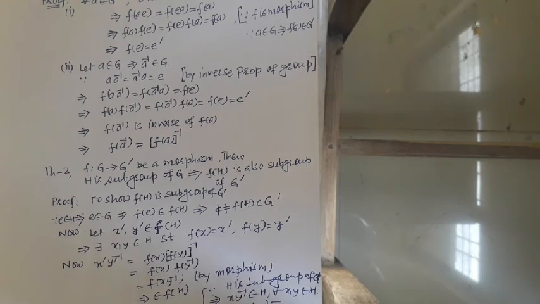Second, x dash and y dash belong to f of H. So this implies that there exist x and y belonging to H such that f of x equals x dash and f of y equals y dash. Now x dash y dash inverse, putting these values and using morphism, finally we find that x dash y dash inverse belongs to f of H. Hence, by the necessary and sufficient condition, f of H will be a subgroup of G dash.